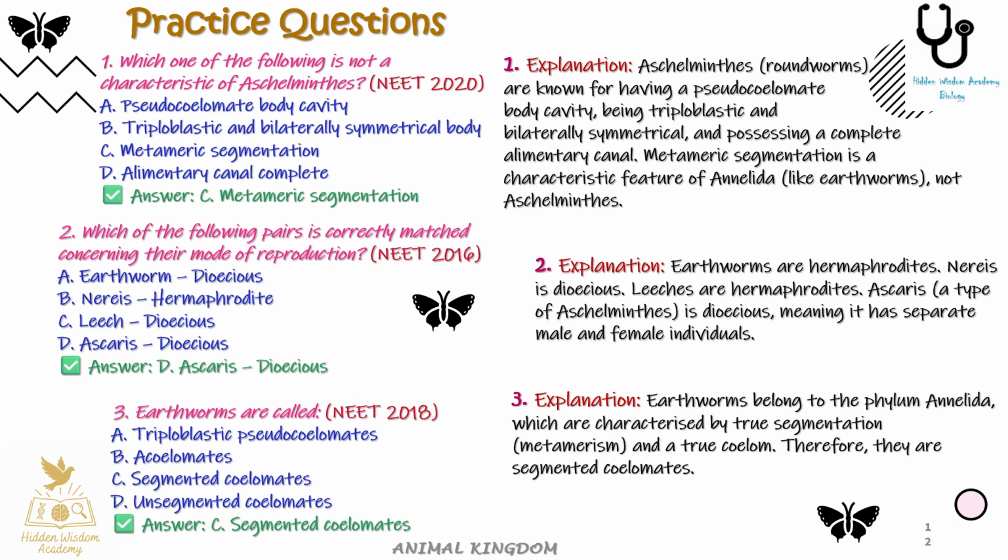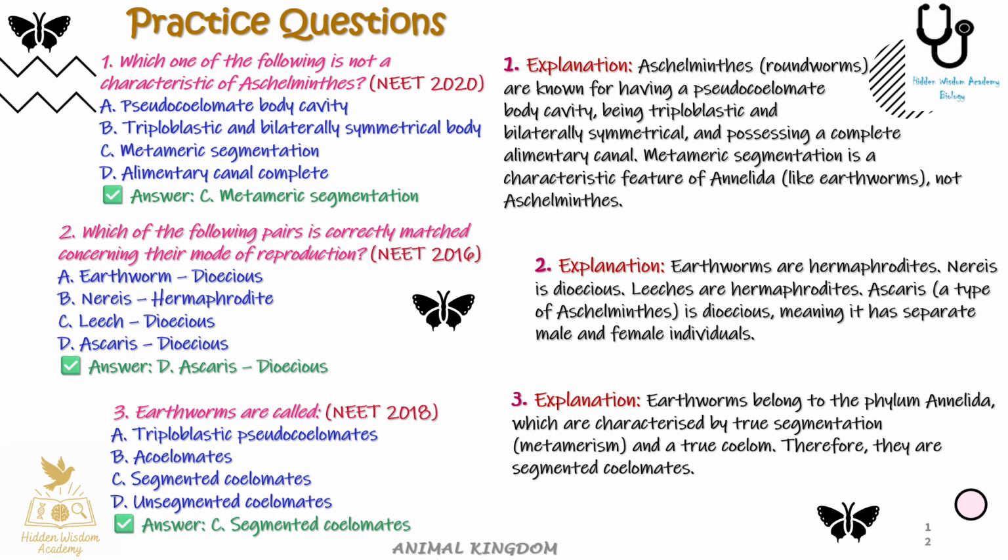Question 2. Which of the following pairs is correctly matched concerning their mode of reproduction? From NEET 2016. Option A, earthworm, dioecious. Option B, Nereis, hermaphrodite. Option C, leech, dioecious. Option D, Ascaris, dioecious.